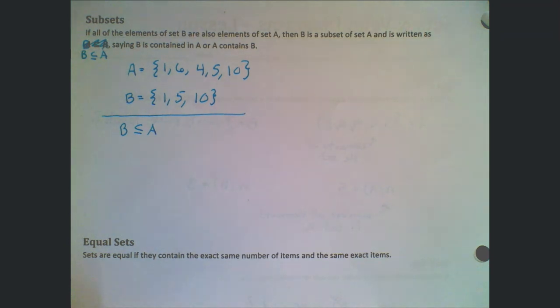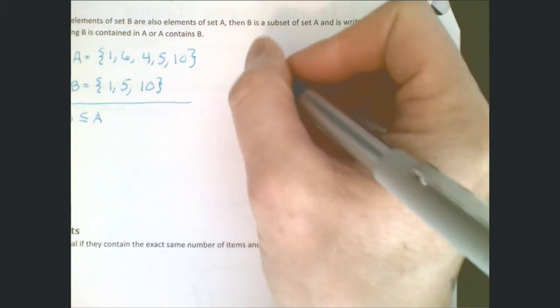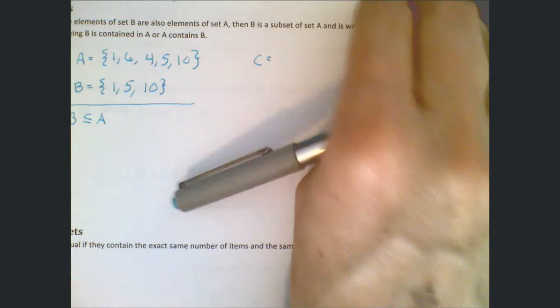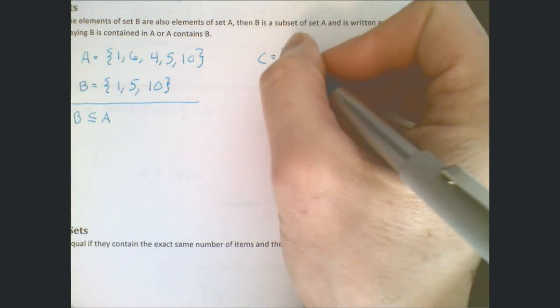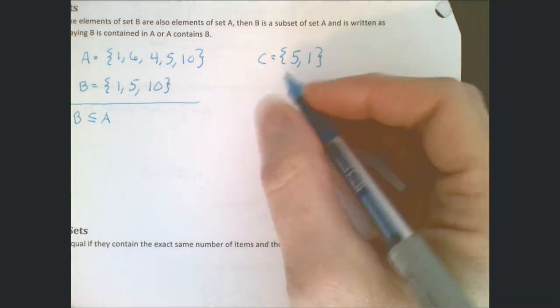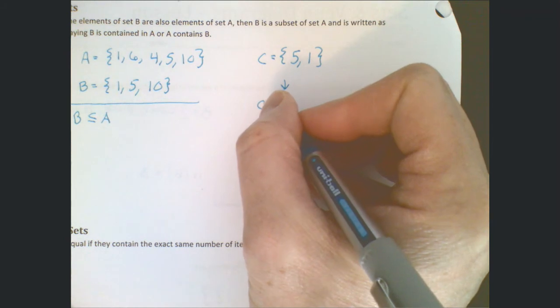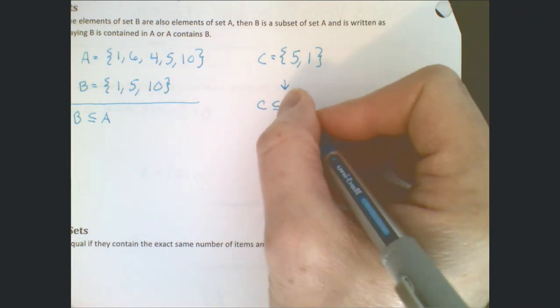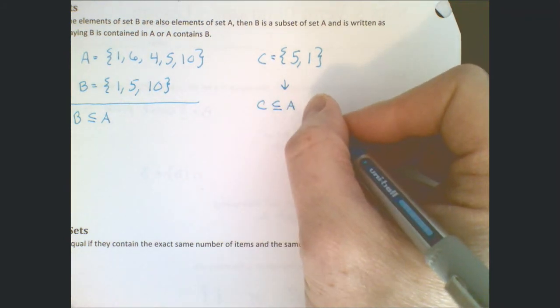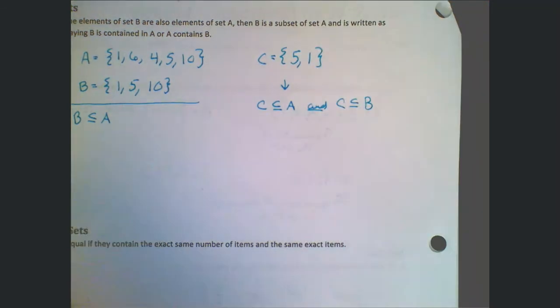Okay, and so that's important to know. Now let's say that we have C. Let's make another set, and let's call this set C, and it's going to just have the numbers 5 and 1 in it. Well, in this case, you will see that C is a subset of A, and C is also a subset of B.